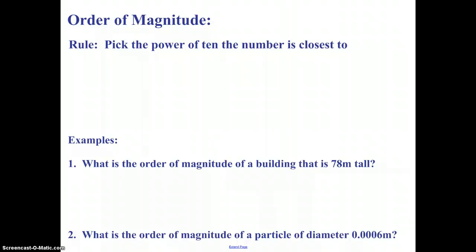And I suspect this is a brand new topic for everybody taking the course. Let's start off with a definition. What is order of magnitude? Order of magnitude is simply the power of 10 that a number or a measurement is closest to. The power of 10 a number is closest to.